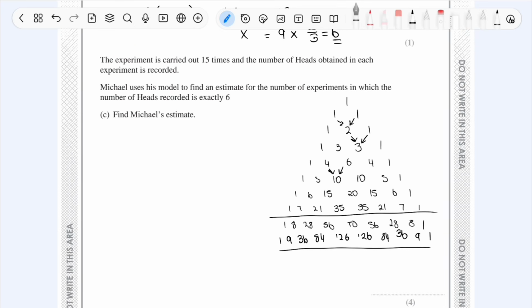So the way to approach this question. He carried out the experiment 15 times, and he needs to find a model, or he needs to find an estimate for the number of heads where it's exactly 6. Now the probability of getting a heads is equal to 2/3. And we need to label this as a success. And Q, let's say, is the probability of failure, or not getting a heads, and that would be 1/3.